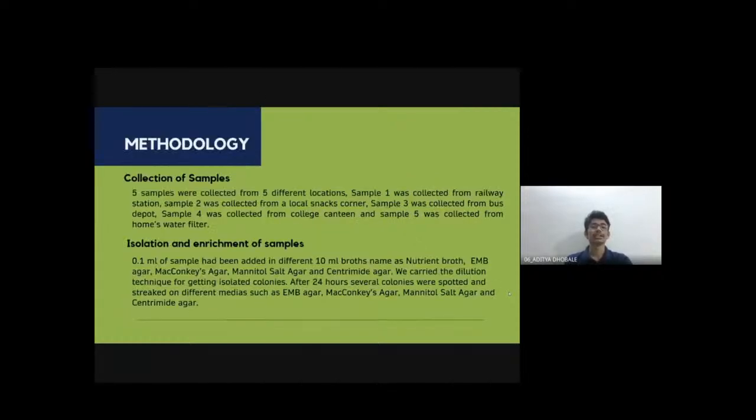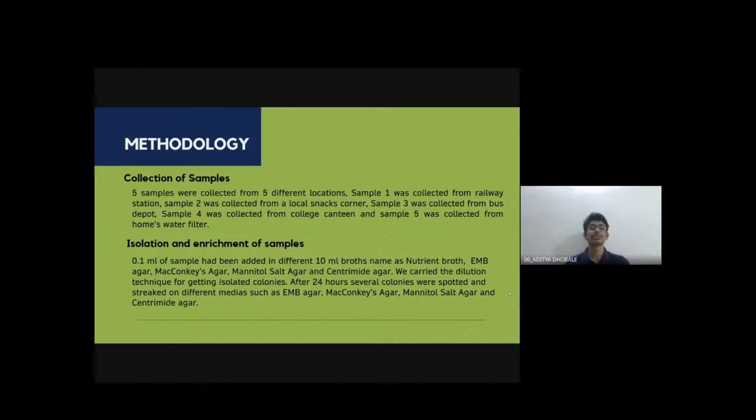Methodology. Collection of samples. Five samples were collected from five different locations. Sample 1 was collected from the railway station. Sample 2 was collected from a local snacks corner. Sample 3 was collected from the bus depot. Sample 4 was collected from the college canteen. And sample 5 was collected from home's water filter.